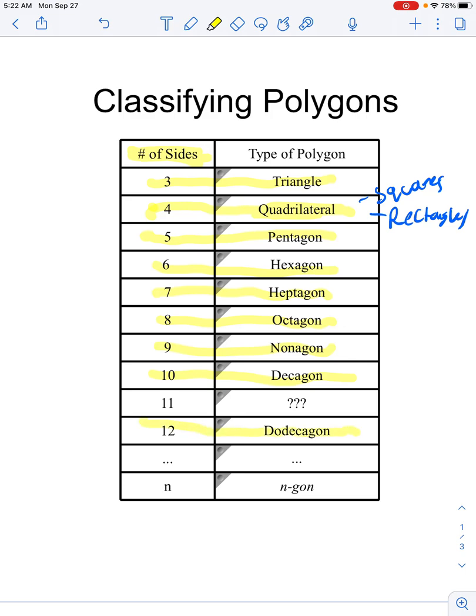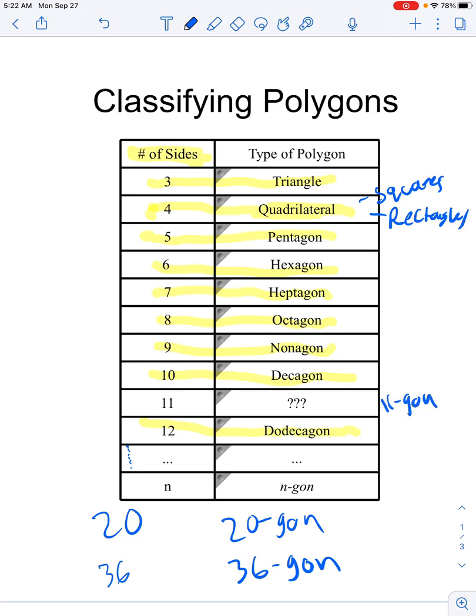12 is a dodecagon. And then as we keep going, and you can technically use this for any of them, if we had, say, a 20-sided polygon, we would call it a 20gon. If we had a 36-sided polygon, we would call it a 36gon. So again, 11 is a goofy one. We're just going to call it an 11gon for now, because we don't need to get into why there are different names for 11.